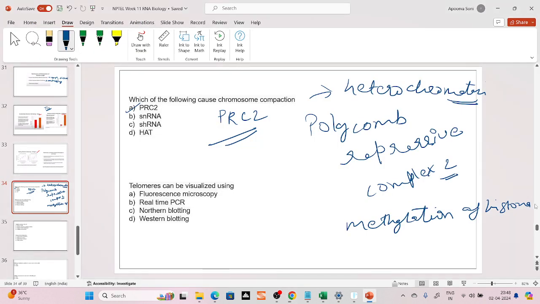Okay. And then the next question is, telomeres can be visualized using fluorescence microscopy, real-time PCR, northern blotting or western blotting. You should be able to answer this because I have shown you one image of telomeres on the very first slide. If you remember this, you can solve the question.